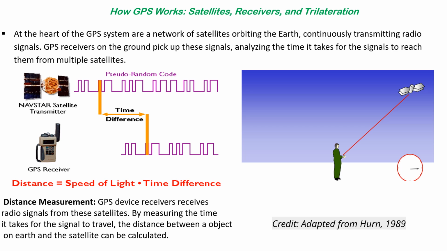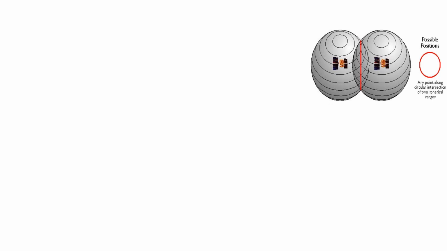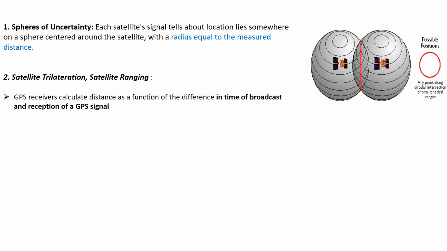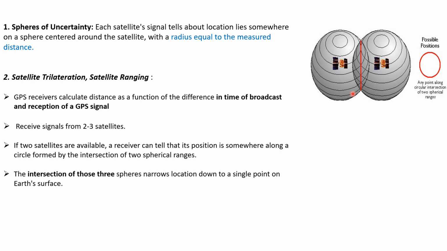The advanced concept comes in now. So what is trilateration? Each satellite is at the center of a sphere, with a radius equal to the measured distance. To accurately measure distance, there should be more than 3 to 4 satellites. Generally, receivers calculate the distance from the difference between the time of broadcast of the GPS signal and the reception of the GPS signal. It receives signals from 2 to 3 satellites.